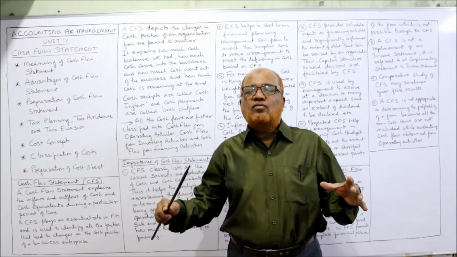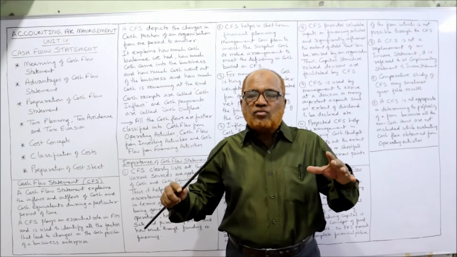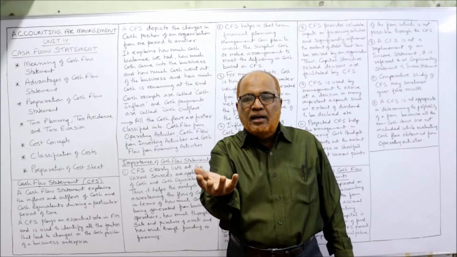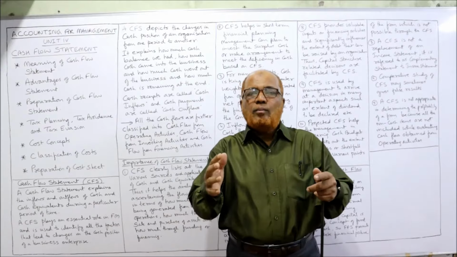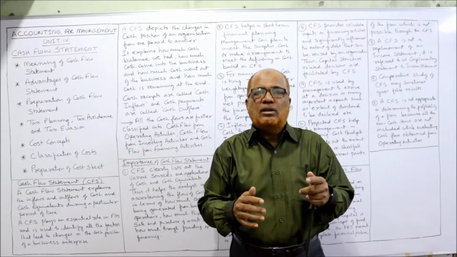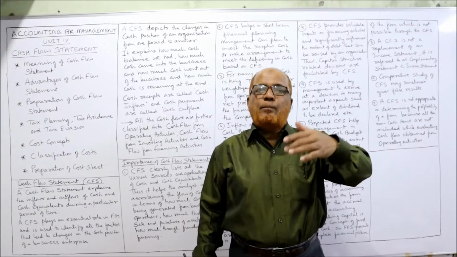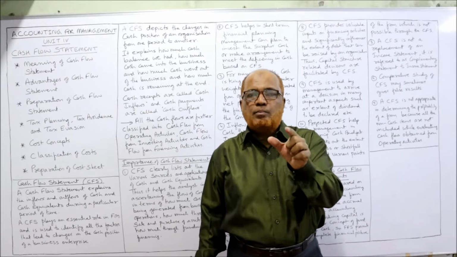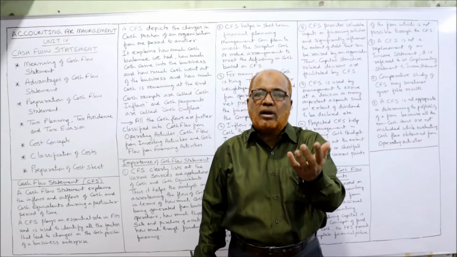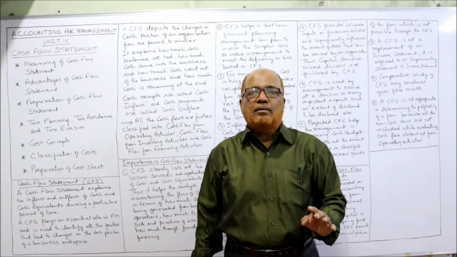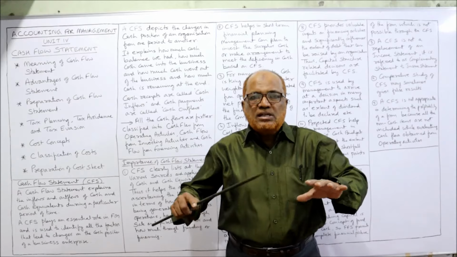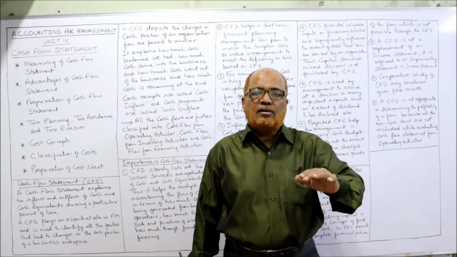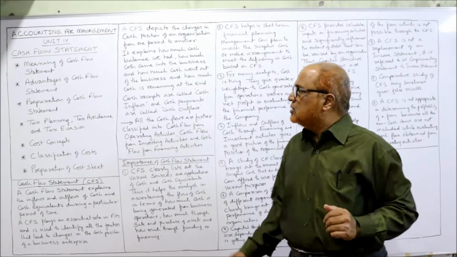So what does this cash flow statement show? The cash flow statement shows how much was the cash balance at the beginning of the period, how much cash is received during the period, how much cash is paid by the business during the period, and how much cash balance is left or remaining at the end of the year, at the end of the period. So these are the things which are shown by the cash flow statement.